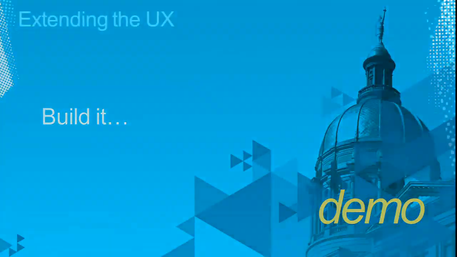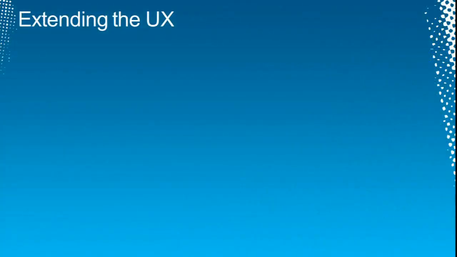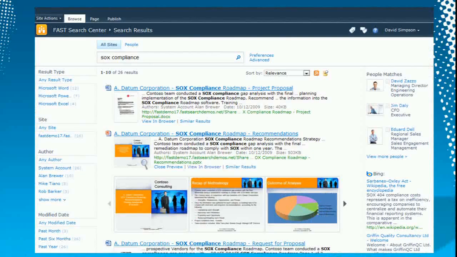So now we actually want to go through and start to extend the user experience. So just very quickly, the out-of-box user experience for FAST Search for SharePoint looks something like this. What you'll see in the center is the core results web part, which has the image previews, which is sort of a hallmark of FAST Search for SharePoint versus SharePoint search. You'll see on the right-hand side people search and federated search, and on the left you'll see deep navigation.